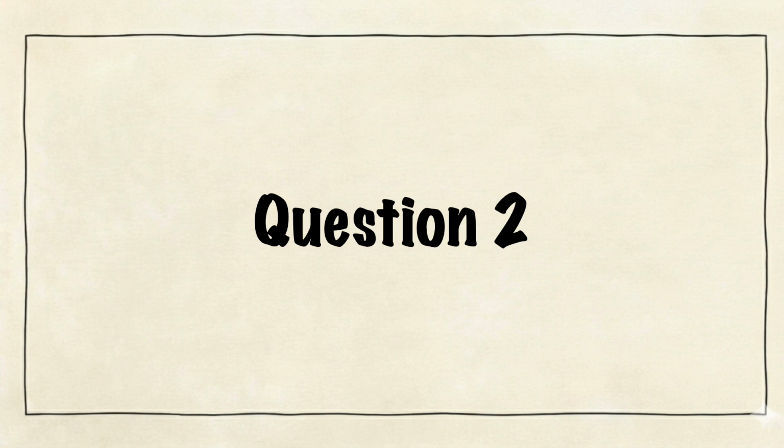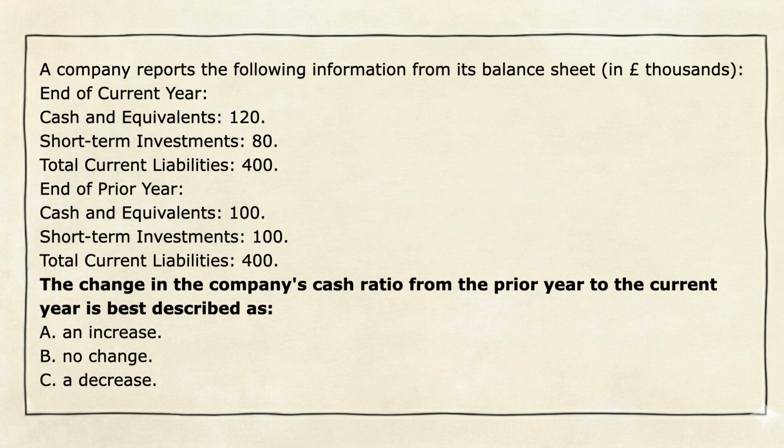Question 2. A company reports the following information from its balance sheet in pounds, thousands. End of current year. Cash and equivalents, 120. Short-term investments, 80. Total current liabilities, 400. End of prior year. Cash and equivalents, 100. Short-term investments, 100. Total current liabilities, 400.